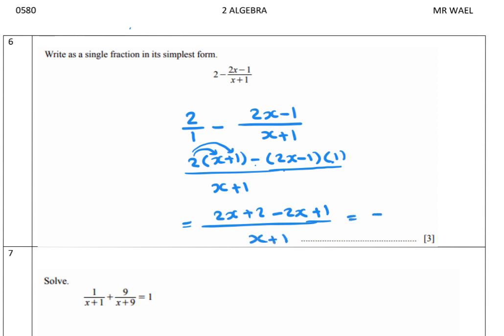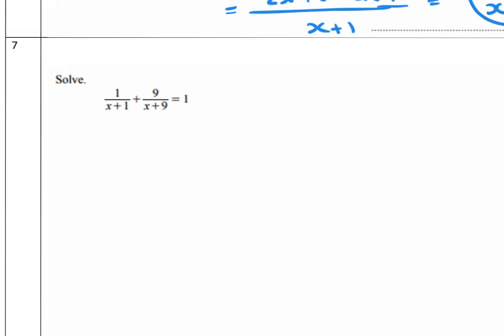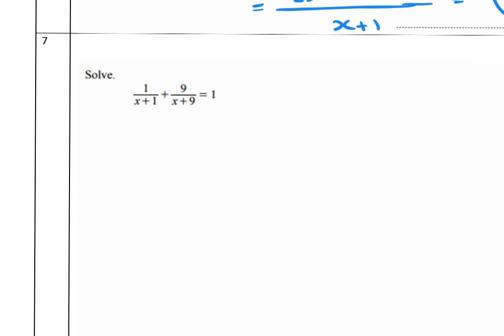So the last step, 2x minus 2x, 0. 2 plus 1 equals 3, so 3 over x plus 1. So this is the final answer. Number 7. Solve the equation 1 over x plus 1 plus 9 over x plus 9 equals 1. So make single fraction first from these two fractions, then equate by 1.